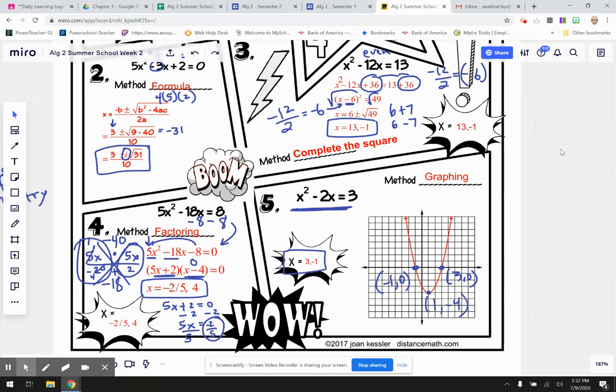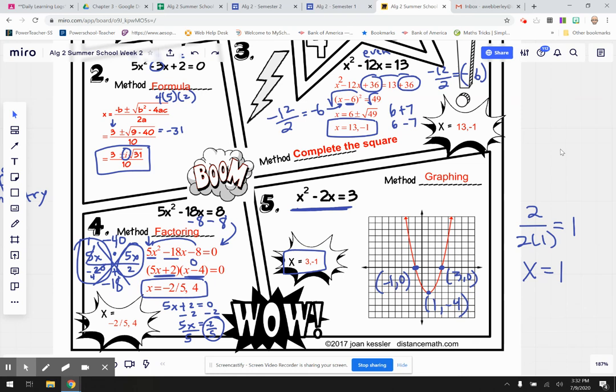If you needed your vertex, you could find that by doing opposite of b over 2a. Opposite of b would be a 2, over 2 times 1, which is a 2. So 2 divided by 2 is a 1. That means your axis of symmetry is at 1, and it definitely was, because that's where the vertex was located. And then you can plug in that 1 and you get the negative 4 for your y value. But I would say graphing is the easiest if you have a graphing calculator.